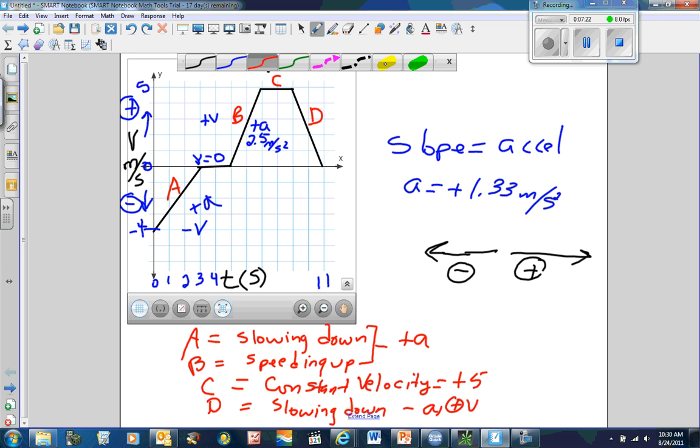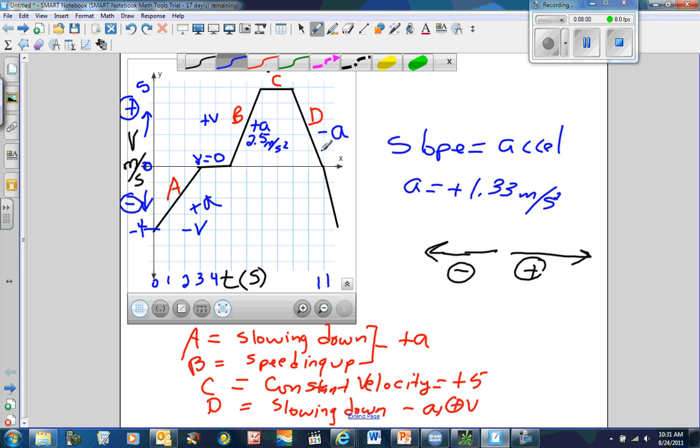Now, let me change something here. Let's take another line and let's just move down here a little bit. Let's see if I can move that over just a bit. Anyway, I want it to meet up with that line. I want it to be the same line, so we'll pretend that's the same line. All right. So I have a negative acceleration here and a positive velocity.